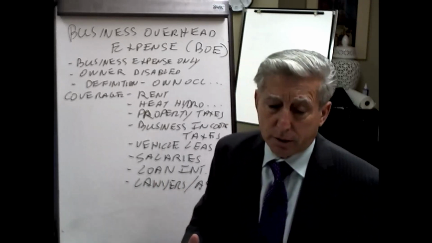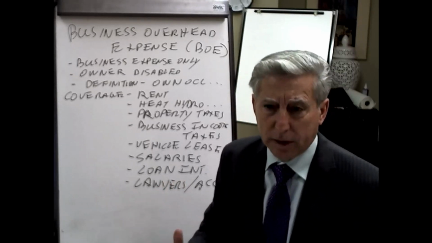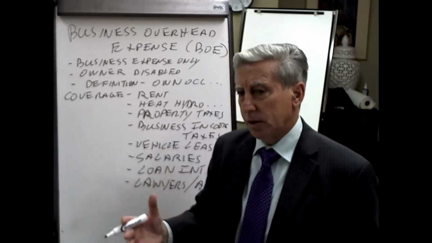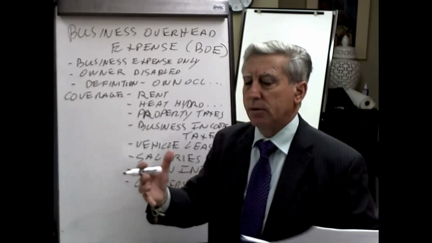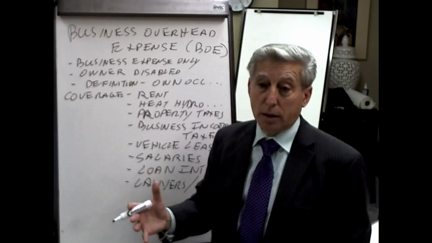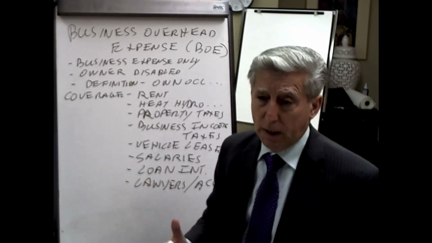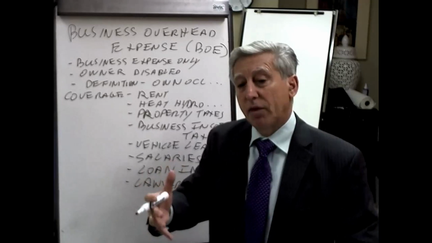Because you still have to pay your receptionist, you still have to pay your rent, all these things still have to happen. And it takes a long time to build a business. It takes a long time to find the right location. It takes a long time to find the right people. So the last thing you want, simply because you're disabled, is to have to shut your operation down. Therefore, how do we protect the business?